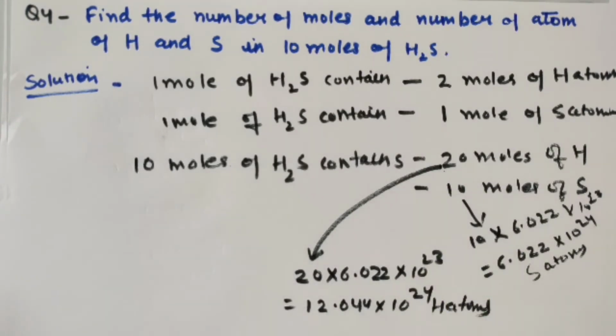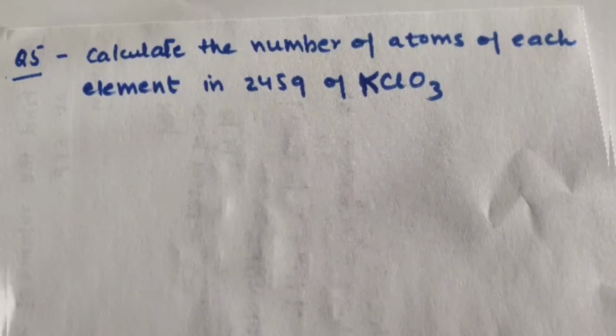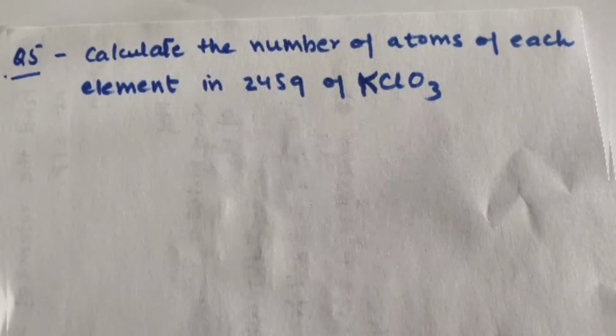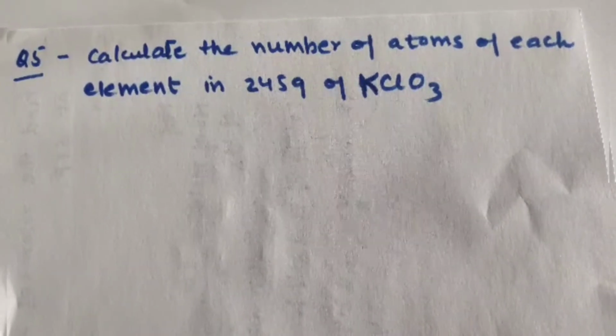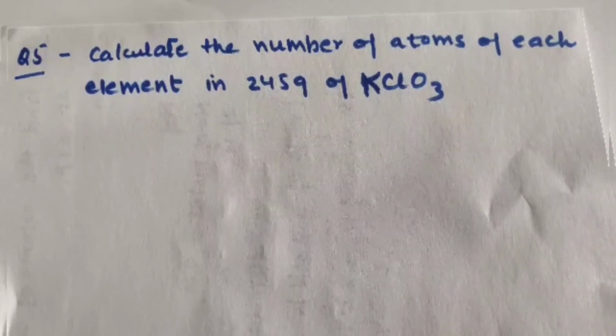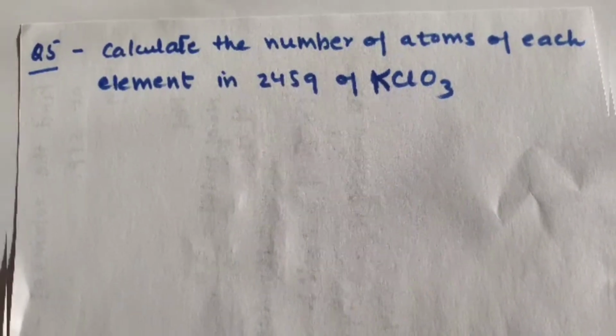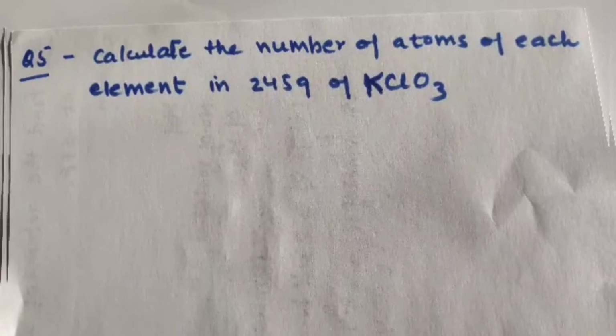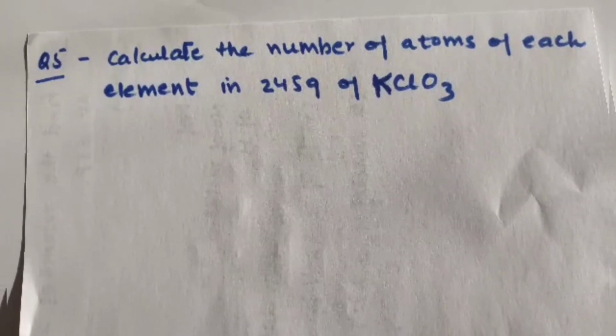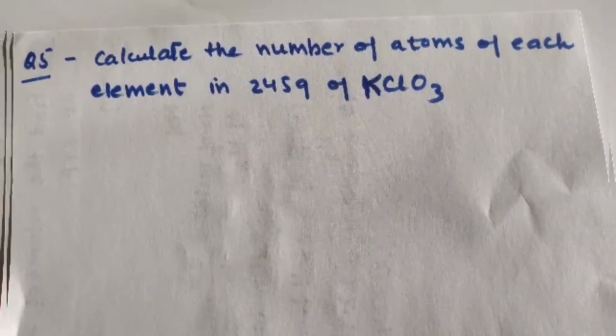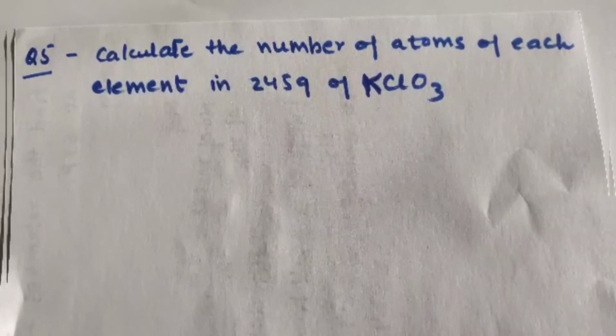So our answer will be 6.022 into 10 to the power 24 sulfur atoms and 12.044 into 10 to the power 24 hydrogen atoms. Our next question is, calculate the number of atoms of each element in 245 grams of KClO3, that is potassium chlorate. I think it is very similar to question number 4. So solve it by yourself. I'll give you the solution in my next video.